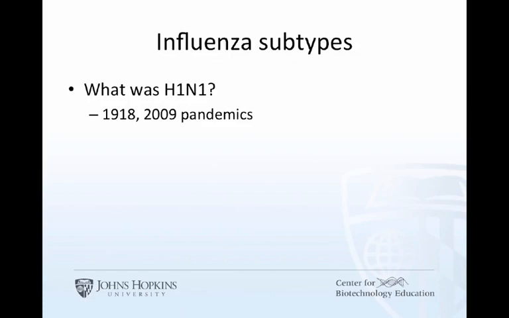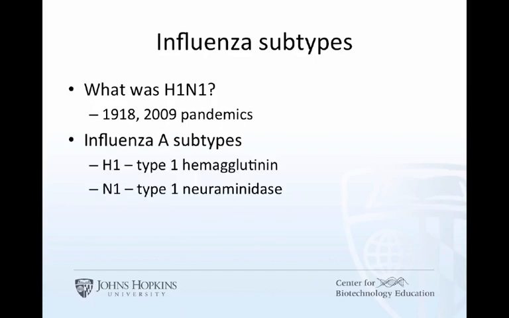Now we can decode a few things. You've probably heard of H1N1. That caused a devastating flu in 1918 and a bit of a panic in 2009. What exactly is H1N1? Well, influenza A subtypes are determined by the type of hemagglutinin and the type of neuraminidase. H1N1 has the type 1 HA gene and the type 1 NA gene.